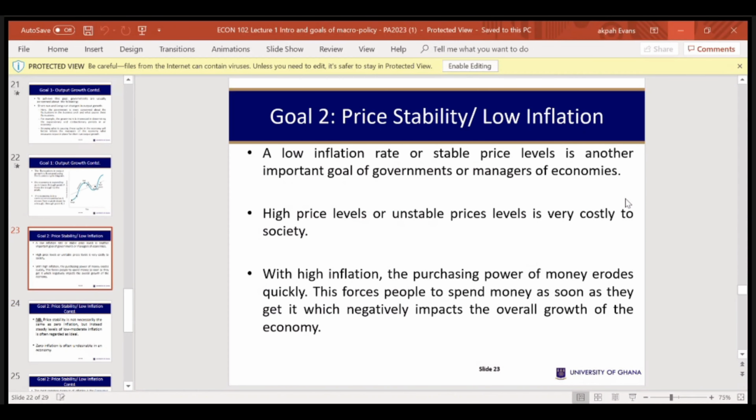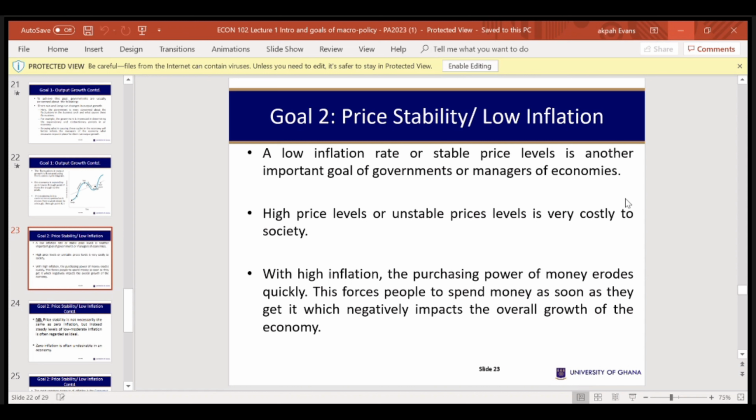Now, after growth, we move to what we call price stability, which is inflation. A lower or stable inflation rate is another important goal. That is why when you listen to most governments, their target is single-digit inflation. And going forward, you will learn that when we say we need inflation to go down, it does not mean inflation should be zero or negative. Inflation being negative or zero is not desirable.